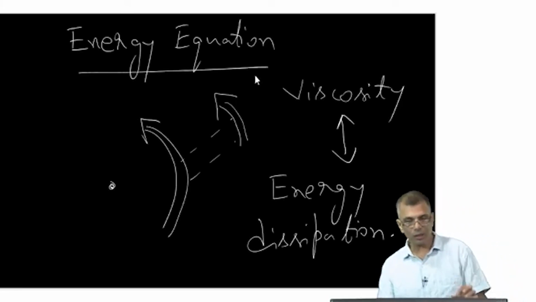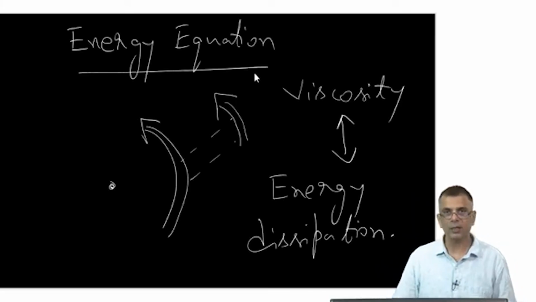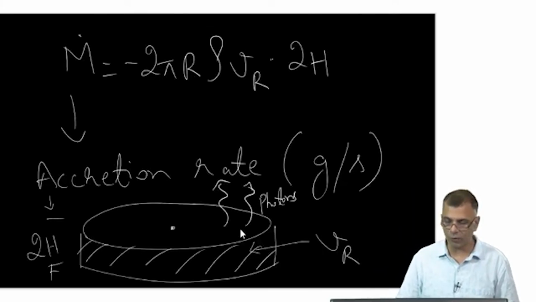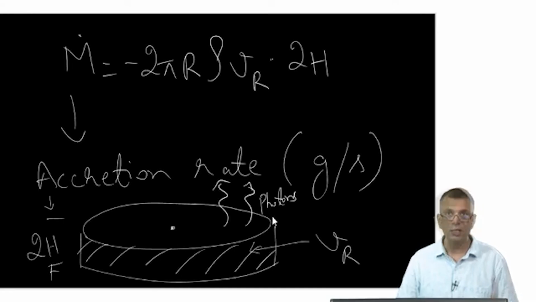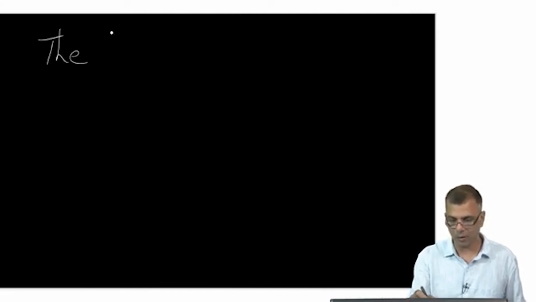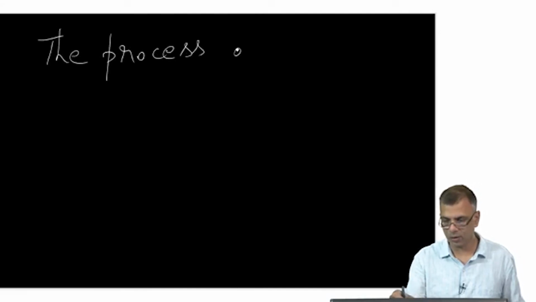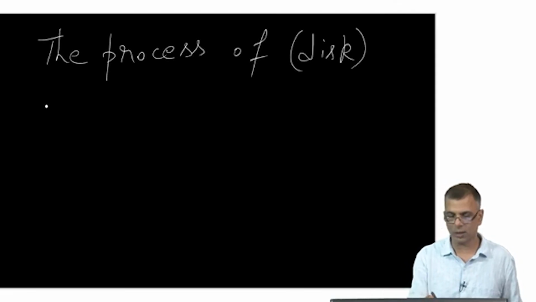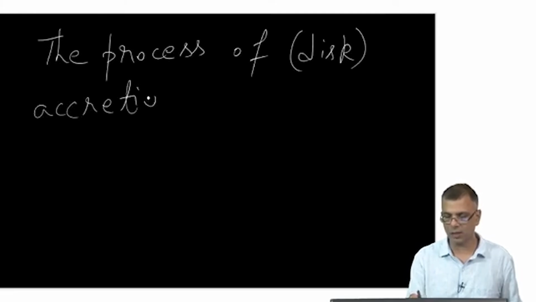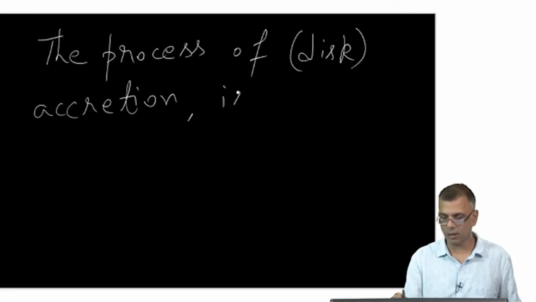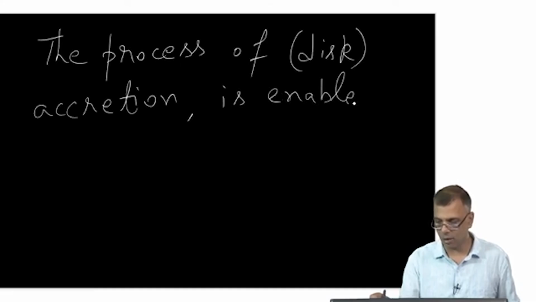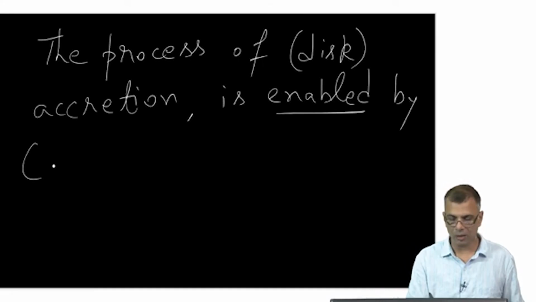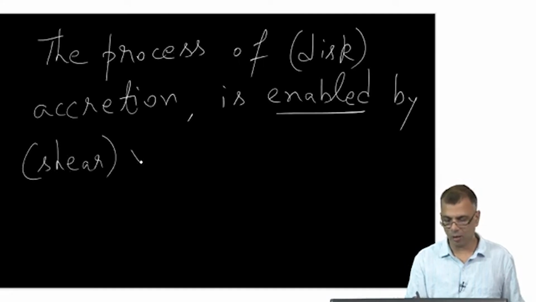Okay. So, because the only way we can observe the accretion disk is via the photons that are being emitted from the accretion disk, very indirect of course. So to speak, the process of accretion, in this case we are discussing disk accretion, is enabled by shear viscosity.